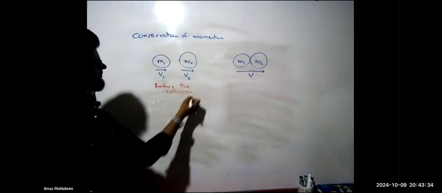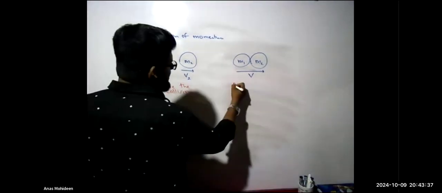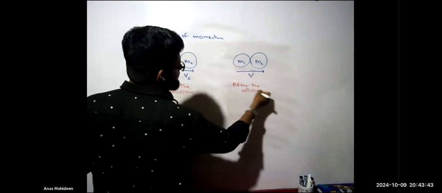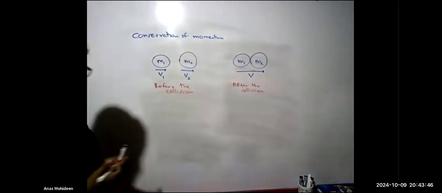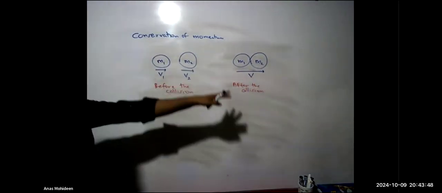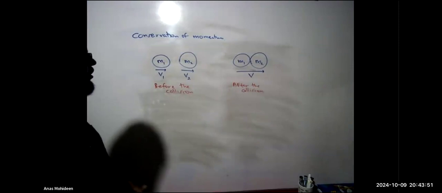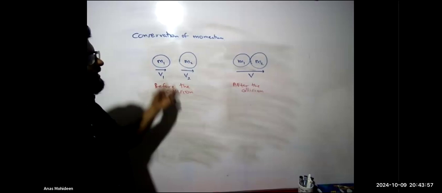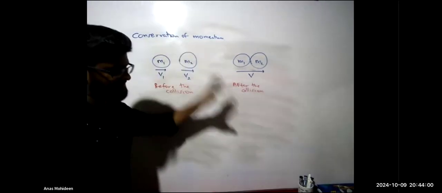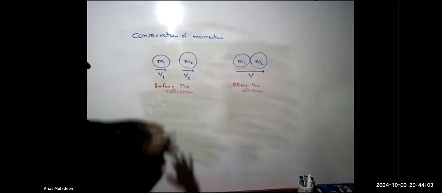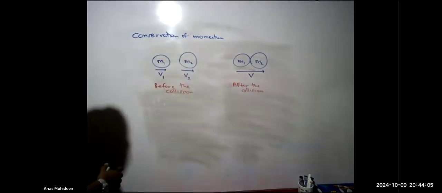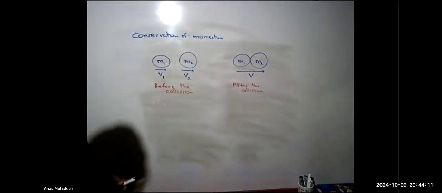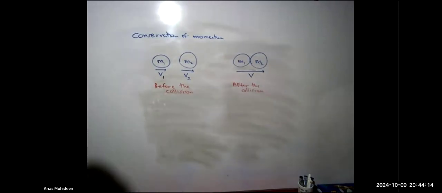Before the collision, before they collide on one another, and after the collision. Two things were taken. Before the collision, what is the momentum? After the collision happens, it remains the same. So what is the total momentum before the collision? It will be equal to the total momentum after the collision, and this is what the conservation of momentum says.